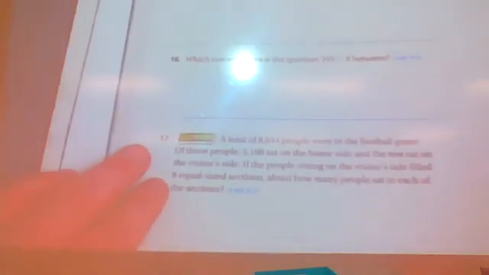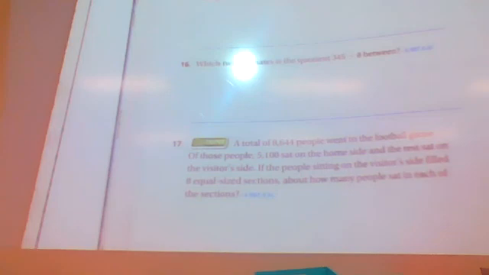Page 234. Anna has 296 coins in her coin collection. She put the same number of coins in each of 7 jars. About how many coins are in each jar? Okay, so what kind of a problem is this going to be? Okay, this is going to be a division problem, and it's going to be 296 divided by 7.